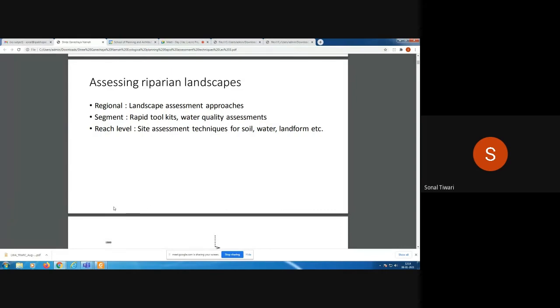For segment scale, the two projects that we discussed in the morning session, Ms. Prajakta Baste and Ms. Aditi Deodhar, the segment level studies can be done using rapid riparian assessment toolkits, etc. And then the reach level assessment can be done, which we saw more in Ms. Aditi Deodhar's project. Micro level investigations can be done at reach level.